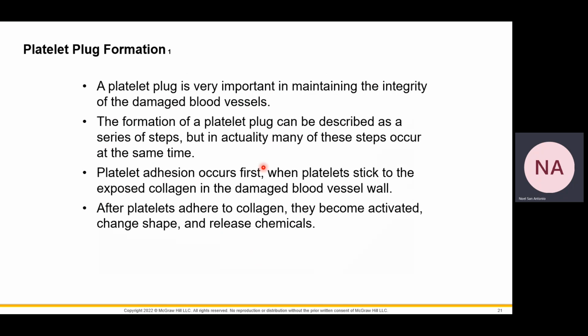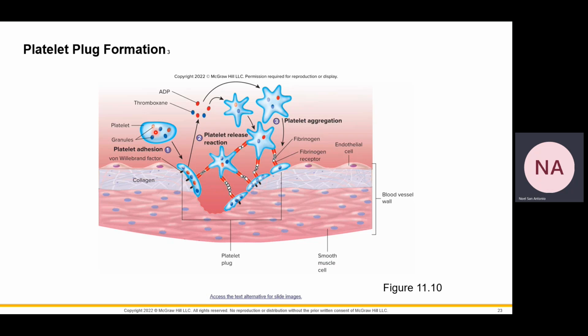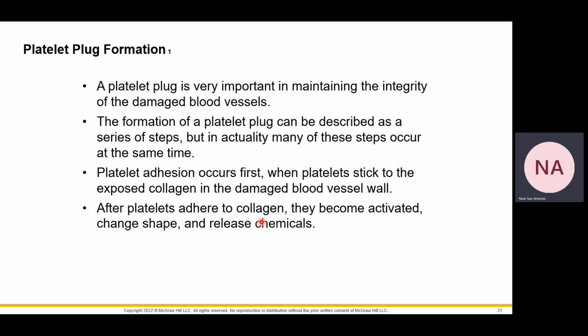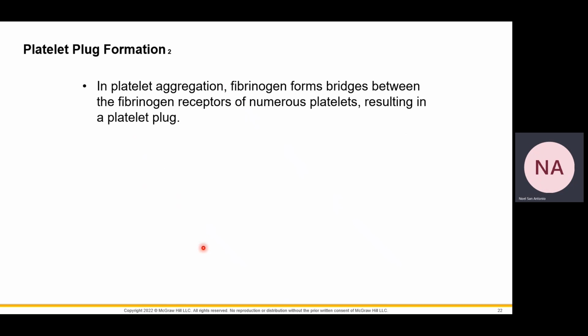So, as you can see, this is what I told you about earlier. The first step is platelet adhesion. When platelets stick to the exposed collagen in the damaged blood vessel, it sticks because of what? Because of the von Willebrand factor. Now, after platelets adhere to collagen, they become activated, change in shape, and release some chemicals. Okay? That will keep happening repeatedly.